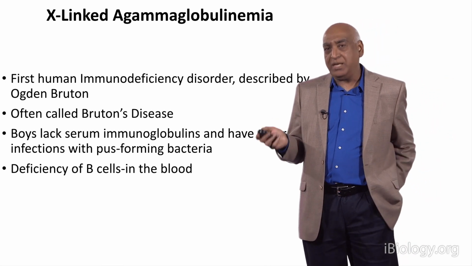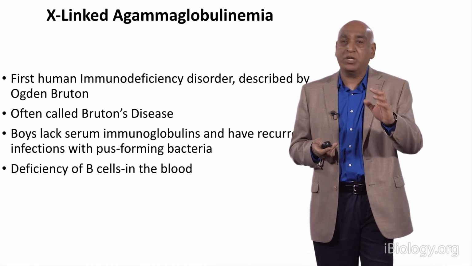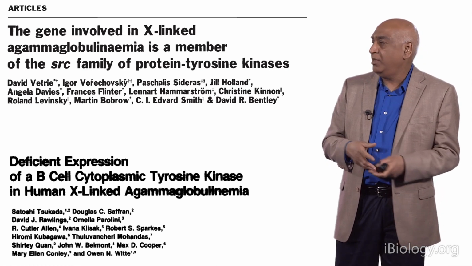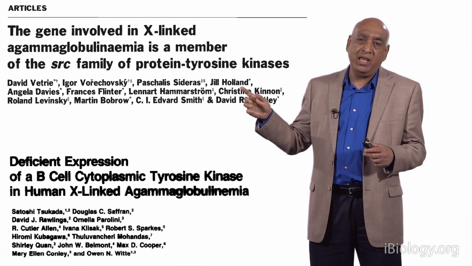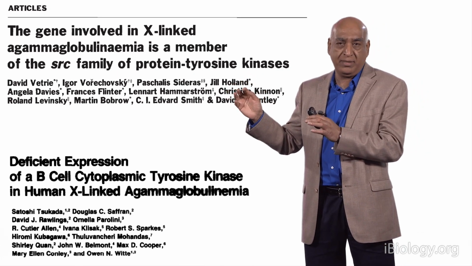Okay. The gene for this disease, it's an X-linked gene, was walked to by one group. The groups in Sweden and Britain, so this is Edward Smith, they walked to this gene and identified it as being a tyrosine kinase. So it was called Bruton's tyrosine kinase.